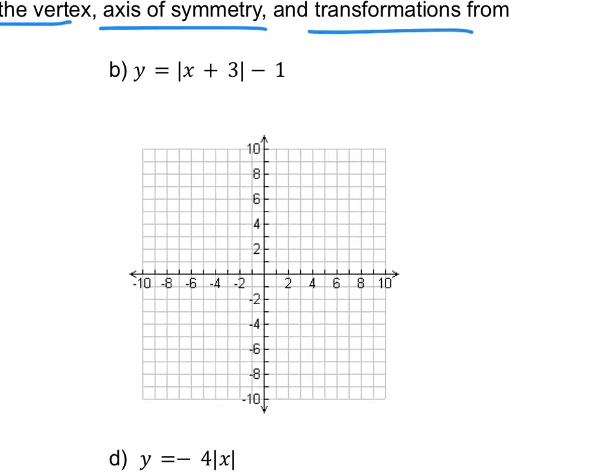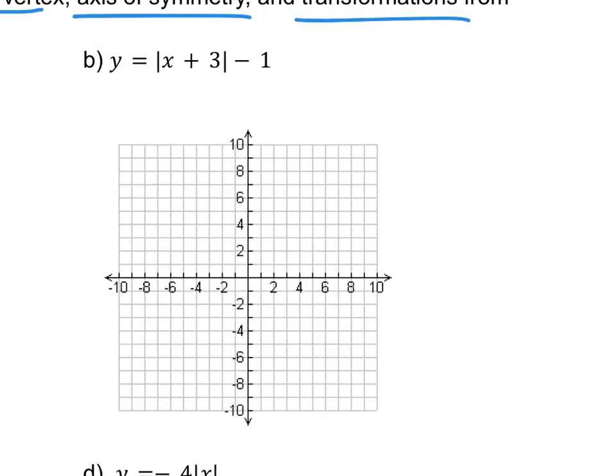Okay, this next one, let's do this. So this one, let's start with the transformations. You have a +3 on the inside. That means left 3. And then you have a -1 on the outside, so that would be down 1. So I need to start at 0, 0, go left 3, down 1, and put a point.